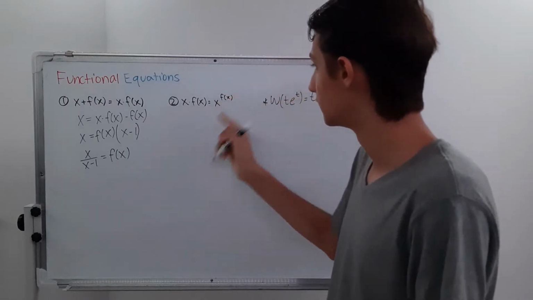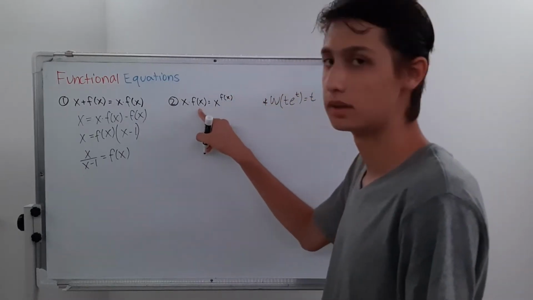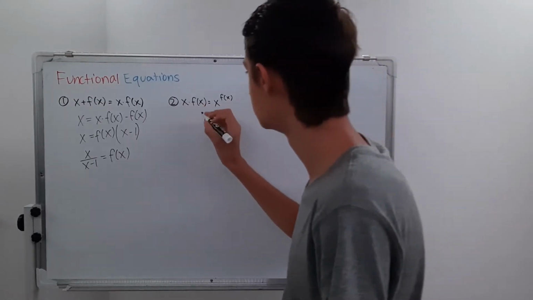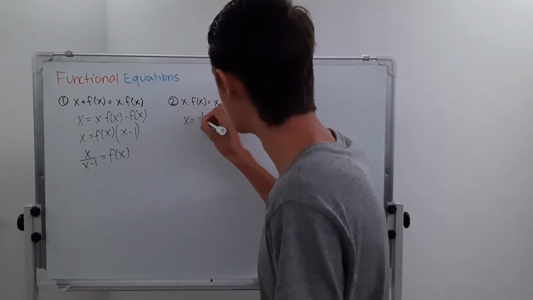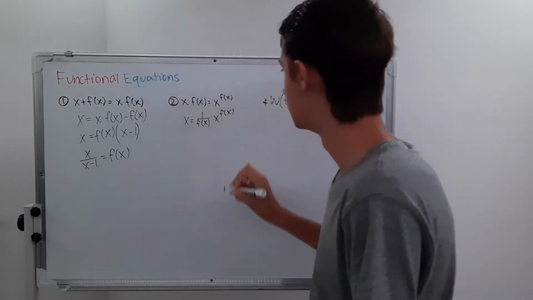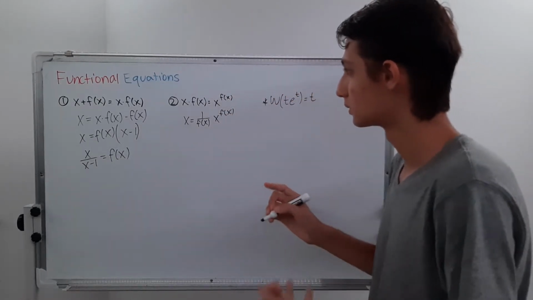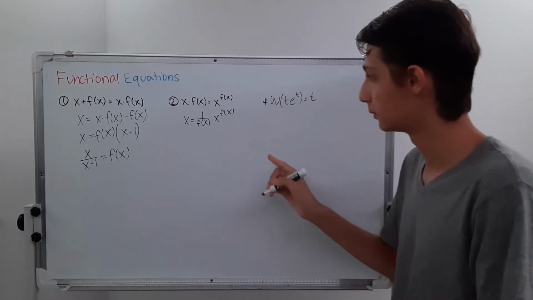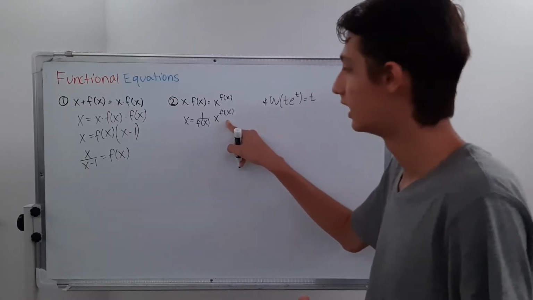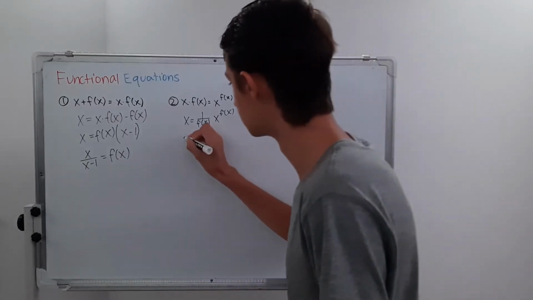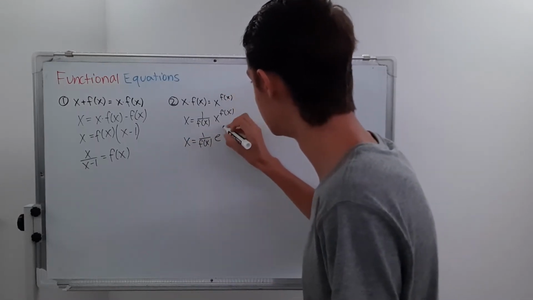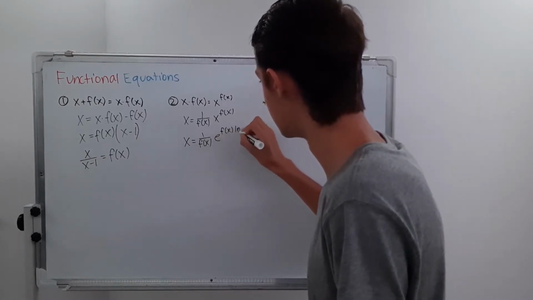So basically we can use that to help us, so we can move all the f of x's to the same side. I'm going to divide by f of x on both sides, so we get that x is equal to 1 over f of x times x to the f of x. Okay, well, what can we do now? Well, we could just say that this is e to the f of x times ln x. So you can see x is equal to 1 over f of x times e to the f of x ln x.